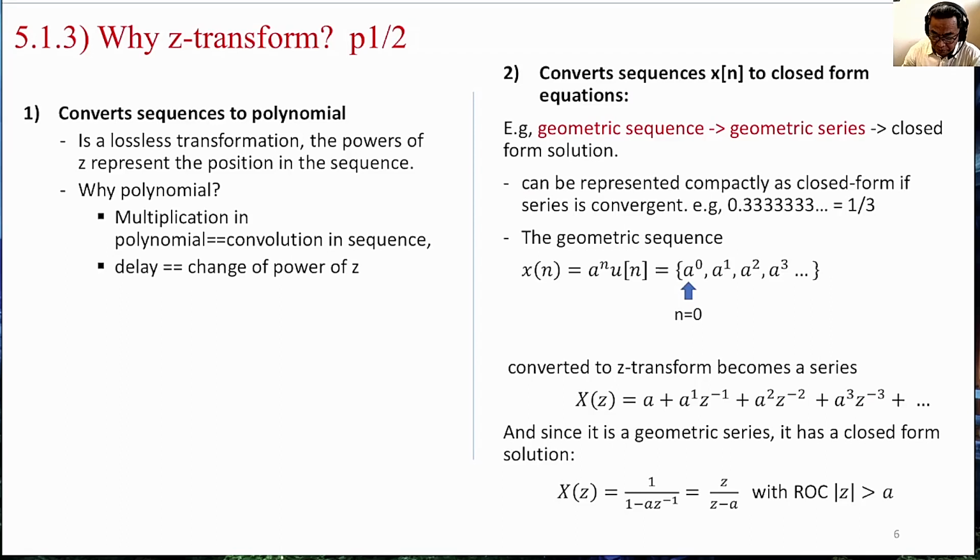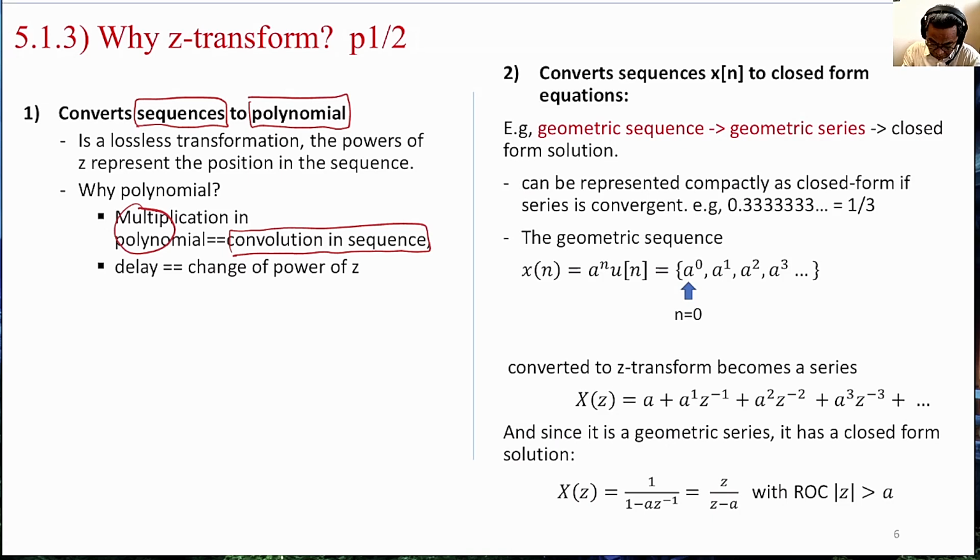Why do we want to perform Z transform? There are many reasons. One of them is this: when we convert a sequence into a polynomial, then multiplication in polynomial is actually convolution. And this is why we get convolution in time is multiplication in the frequency domain. You can try it for yourself with simple multiplication of polynomials, and you'll realize that it is actually convolution in the original sequence.